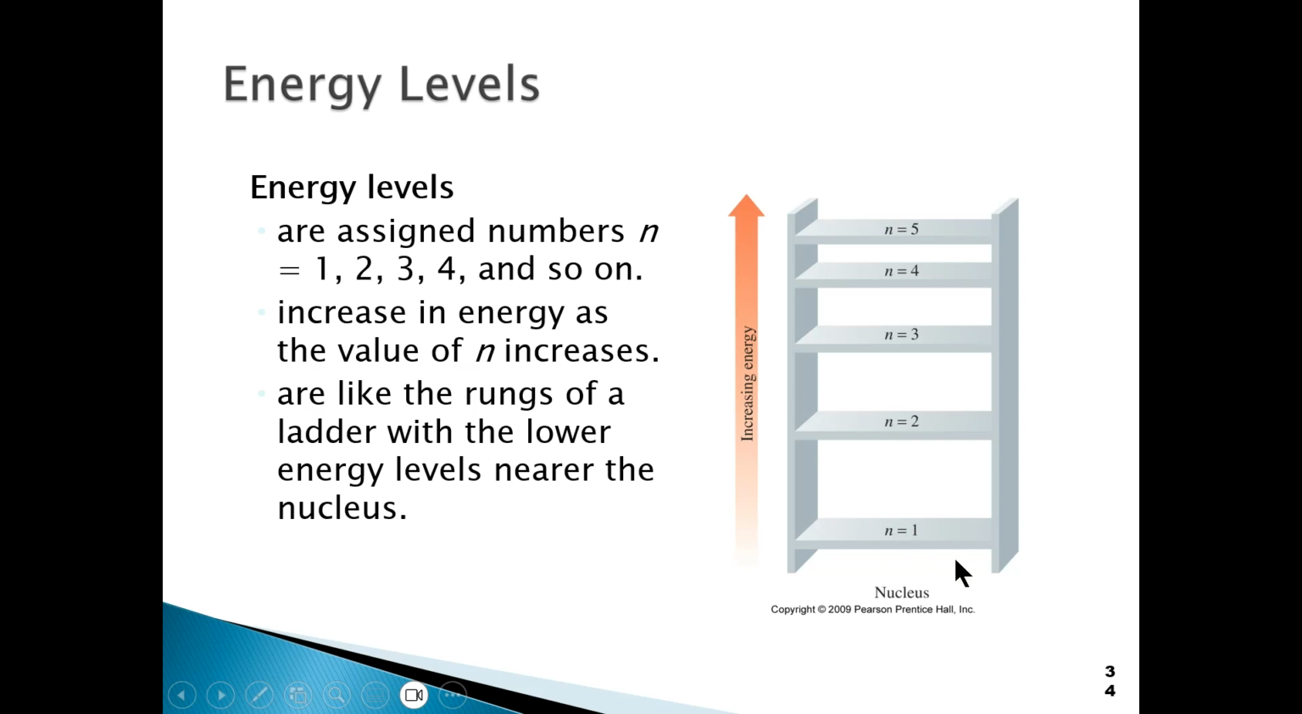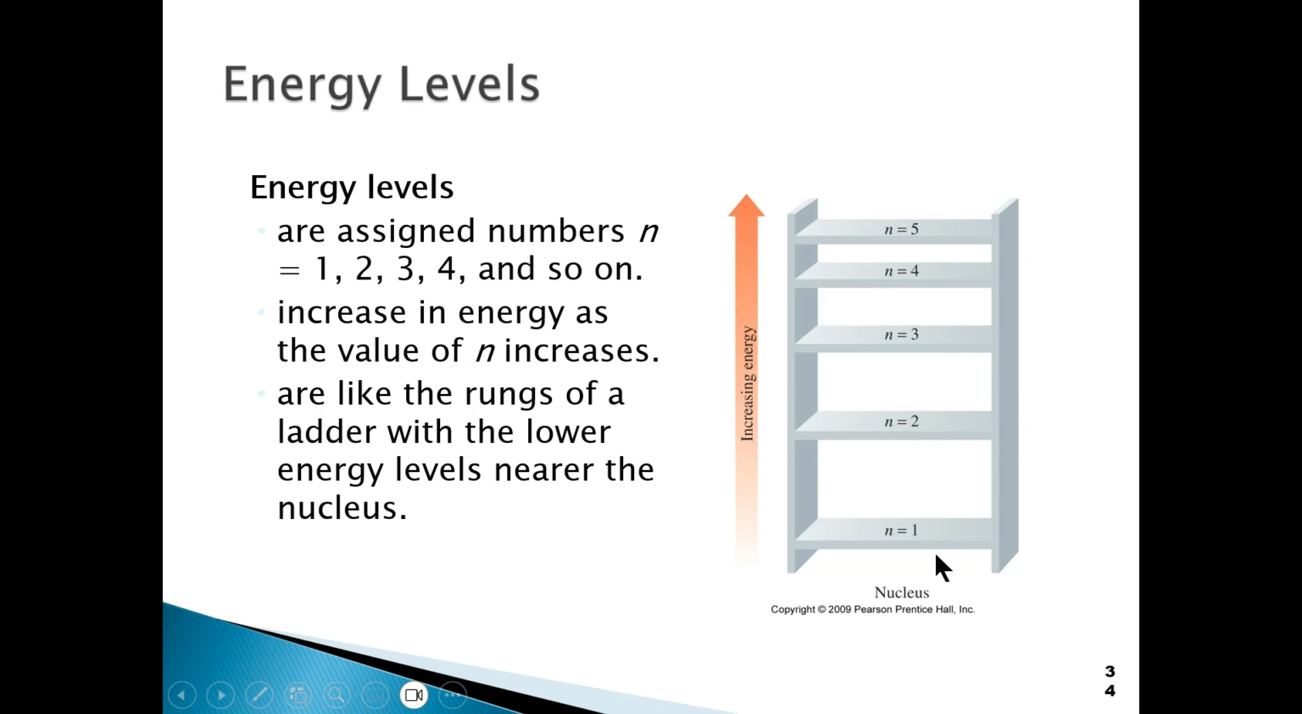So the lowest energy level would be the one that's closest to the nucleus. Then we have the second energy level, then the third, and so on. And they're designated by this value n. There's a special name for this value here. It's called a principal quantum number, but you don't need to know that. And n can have values of pretty much any integer up to and including infinity.